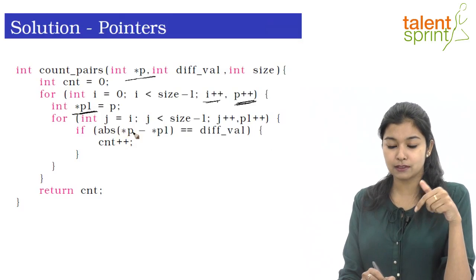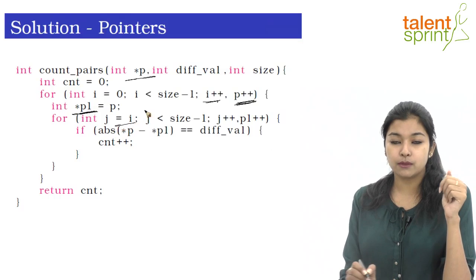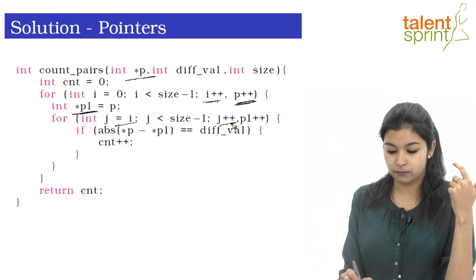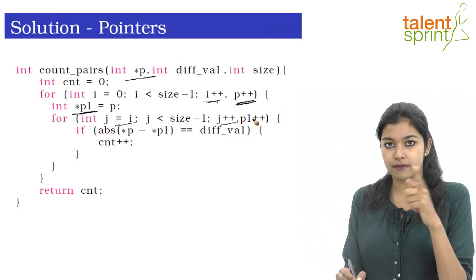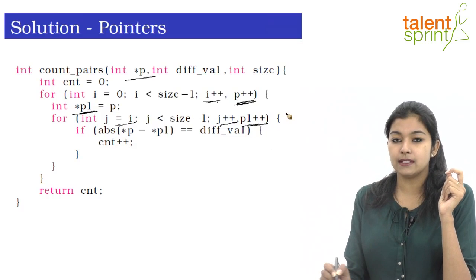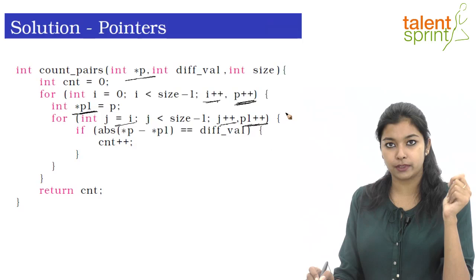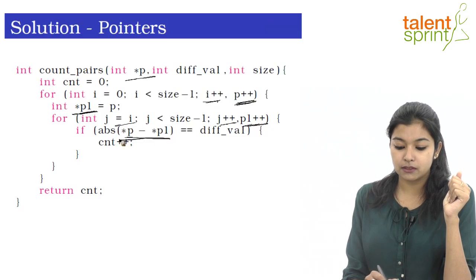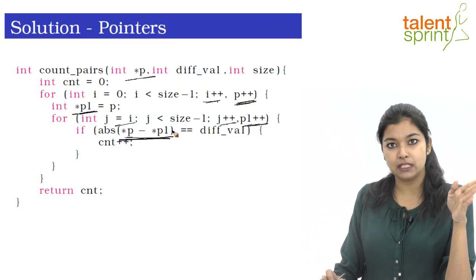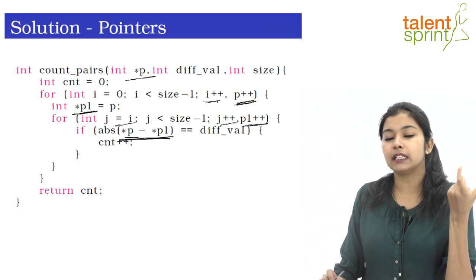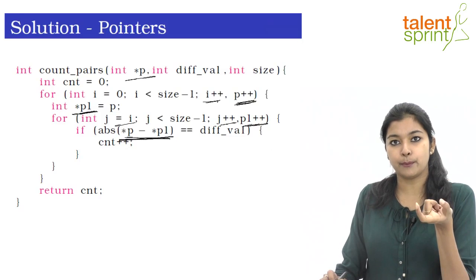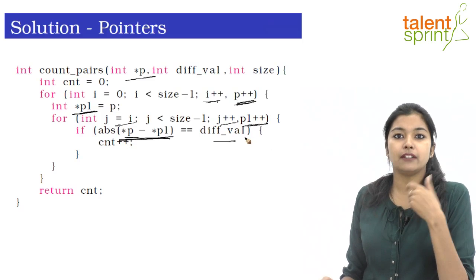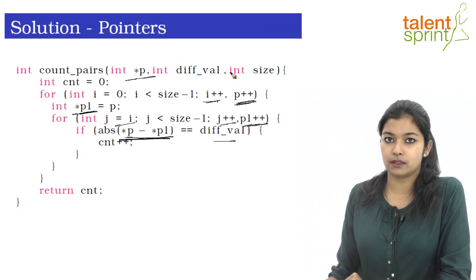Now again in the next loop, we are moving from j equals i to size minus 1, and again we increment both our traversing pointers as well as the actual pointer that is pointing to the array. Finally, we are subtracting the two values at pointer p and pointer p1, taking the absolute difference and comparing it with the difference value that we are checking for. And finally, we return the count.